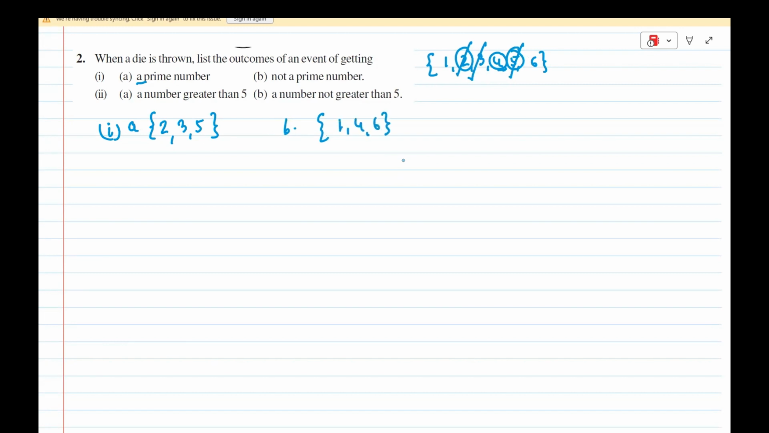So they are not prime. The next part says a number greater than 5. Greater than 5 means the one which is more than 5. So there is only one, 6, which is greater than 5, right? Sometimes even I don't know how to draw a curly bracket. The B part, a number not greater than 5. Not greater than 5 means the number which is not more than 5. So I will say 1, 2, 3, 4, and even 5 is not greater than 5. It is equal to 5. So that is why I will include 5 also. Correct?